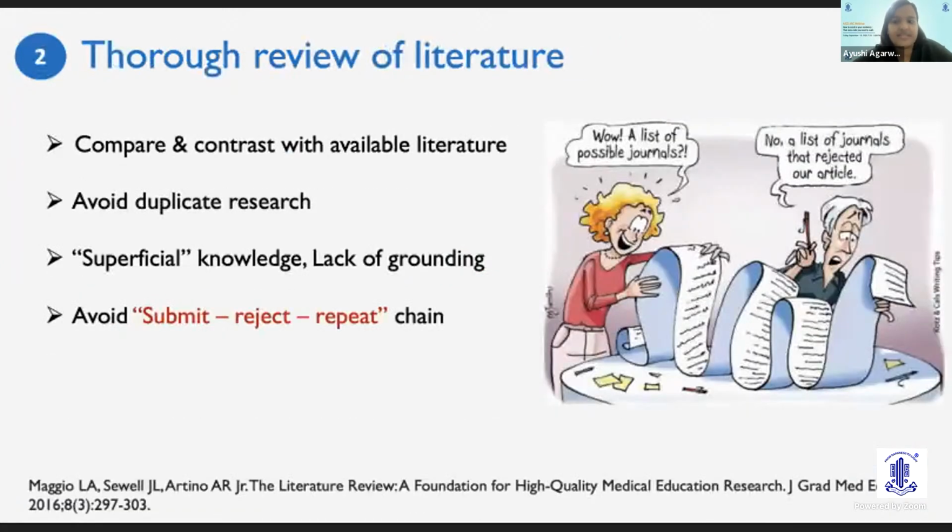The next critical step is a thorough review of literature. This will enable you to compare and contrast your case with the available literature. It helps you avoid a duplicate research, something that is already been reported. And often in residency, when we have a case, we have a very superficial knowledge of the case being dealt with, leading to a vicious cycle of submission, rejection, so on and so forth.